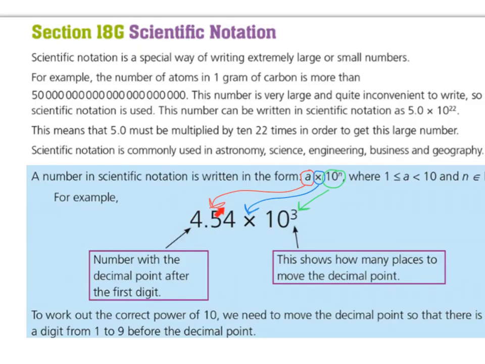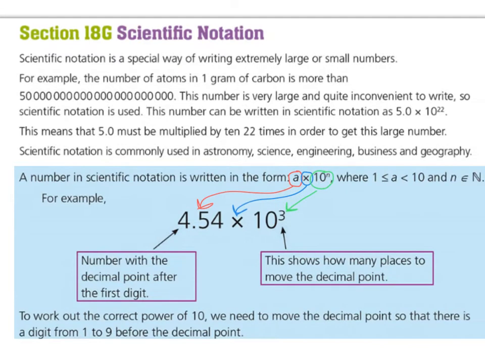So here's our number, 4.54 times 10 to the power of 3. This is written in the form of a times 10 to the power of n, where the a is greater or equal to 1 but less than 10. So that number 4.54 is somewhere in between 1 and 10. And the n, the power, is an element of the natural number set. So it's a positive whole number, in this case it's 3.